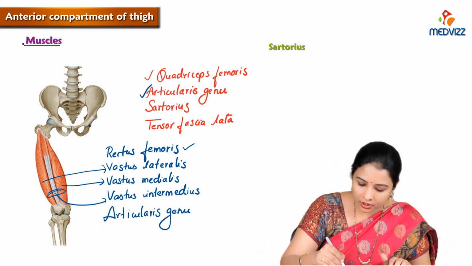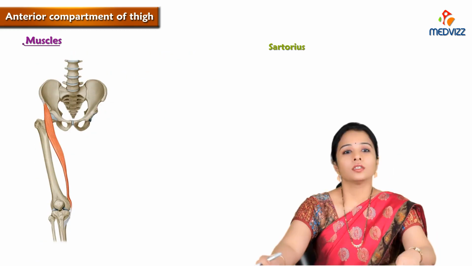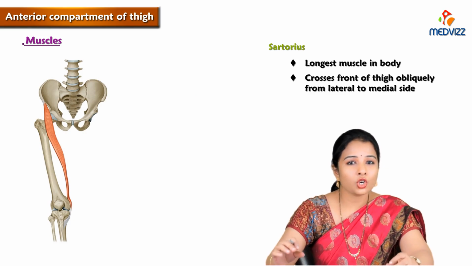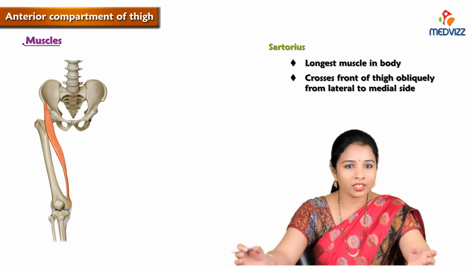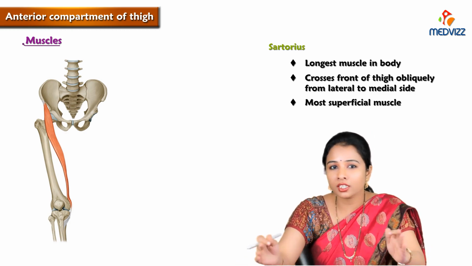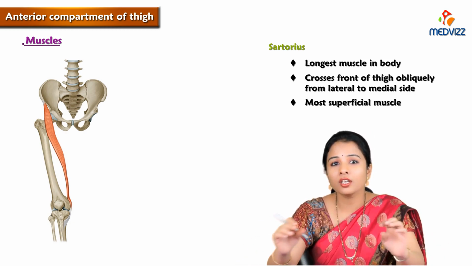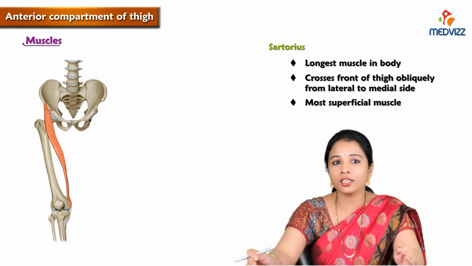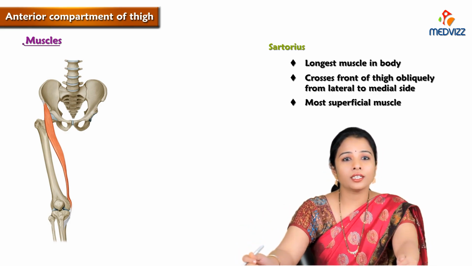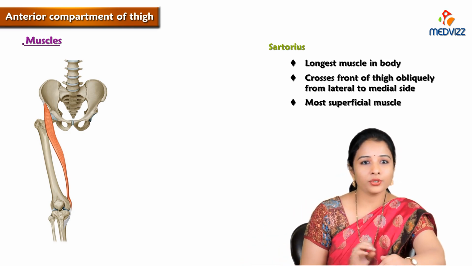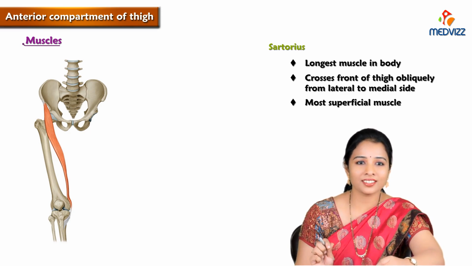So next we would discuss Sartorius. Sartorius is the longest muscle in the body and it crosses in front of the thigh obliquely. It is the most superficial muscle. So as soon as you remove the skin, superficial fascia and deep fascia, the first muscle which is seen running obliquely in front of the thigh is the Sartorius muscle. It runs from the lateral to the medial side. Such a long, beautiful, slender muscle it is.